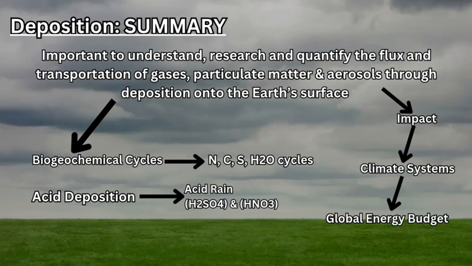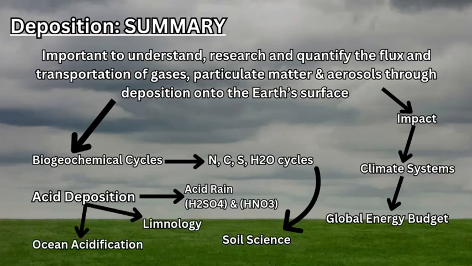This can affect such areas as soil quality and soil pH, ocean acidification. This can affect the terrestrial water sources in terms of lakes and ponds and rivers, in terms of acid deposition, the effect on vegetation, the effect on growth of biomass, and the effect of these biogeochemical cycles being interrupted, being impacted by these additional gases and particulate matter and aerosols being transferred and deposited onto the Earth's surface. So therefore, the studying and understanding of wet and dry deposition is very important.